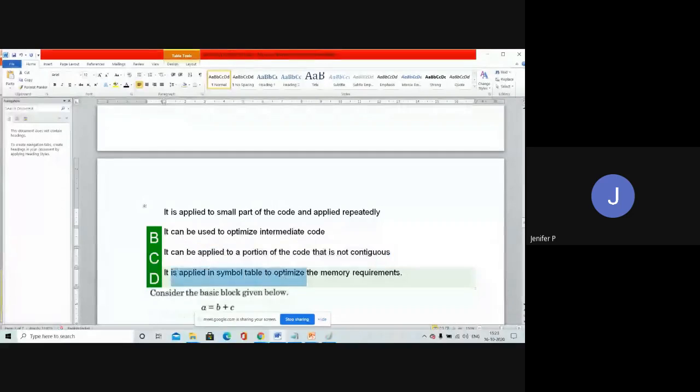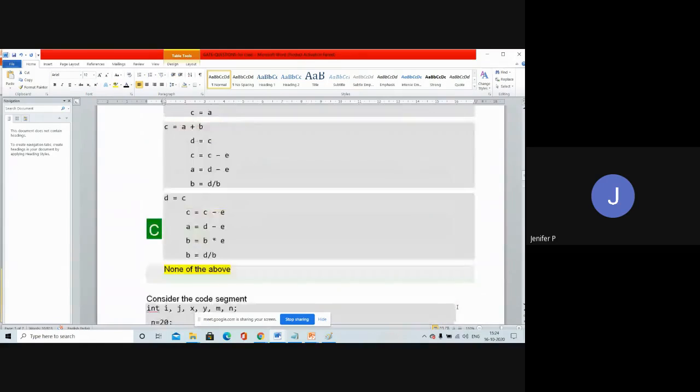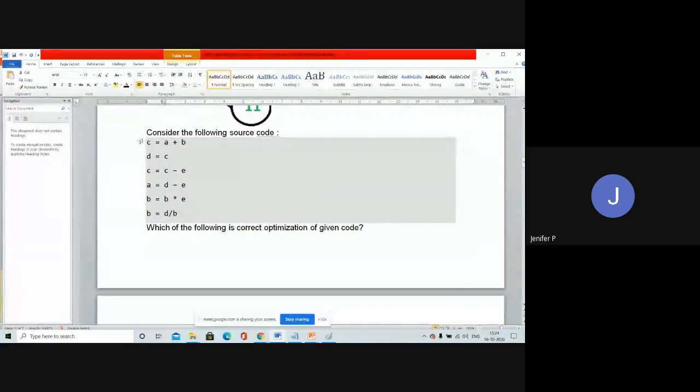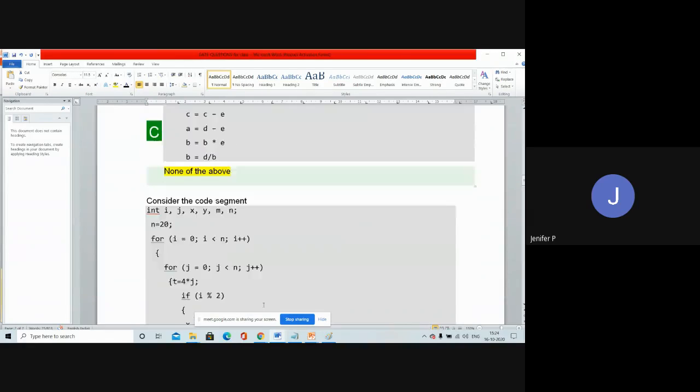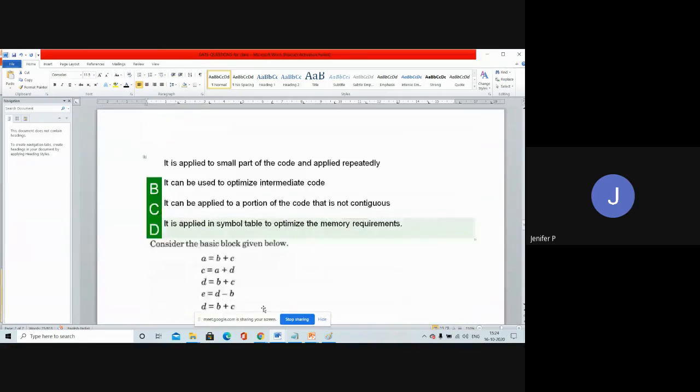It is applied in a symbol table to optimize the memory requirements. Okay, so actually symbol table will be used by all the phases. எல்லா phase-மே யூஸ் பண்ணும். சரியா? So memory requirements குறைக்குமா? மேபி குறைக்கலாம். சரியா? இப்போ நம்ம லாஸ்டா ஒரு எக்ஸாம்பிள் பார்த்தோம், that is in the MCQ-ல. See here, இந்த கோடை வந்து நம்ம ஆப்டிமைஸ் பண்ண முடியல because there is no optimization technique that can be applied. Common expression or dead code எதுவுமே அப்ளை பண்ணல. In that case, the memory requirements cannot be reduced.